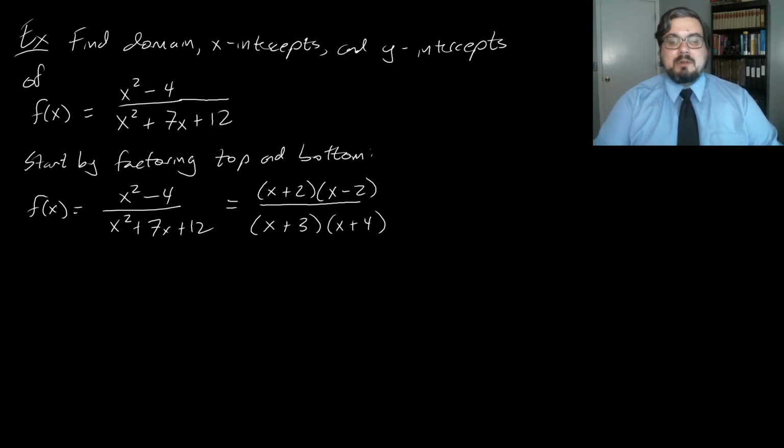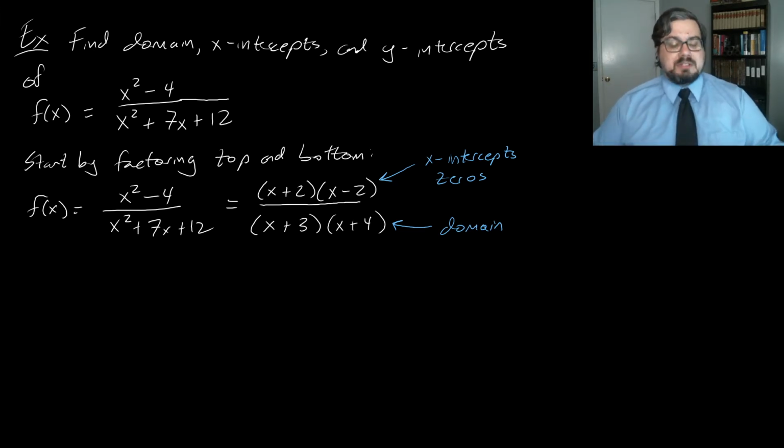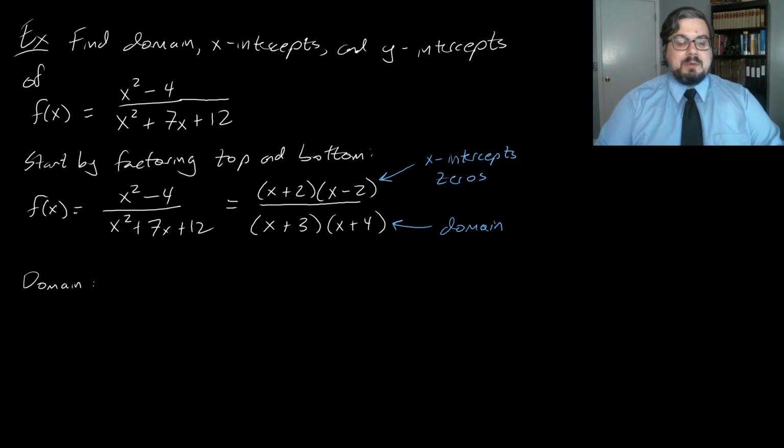And the thing to remember is that the numerator determines the x-intercepts of the function, also known as the zeros of the function. The denominator determines the domain of the function, as well as some other properties of the graph that we'll look into in a second. So let's find the domain first. For the domain, we want to set the denominator in its factored form equal to 0 and solve it.